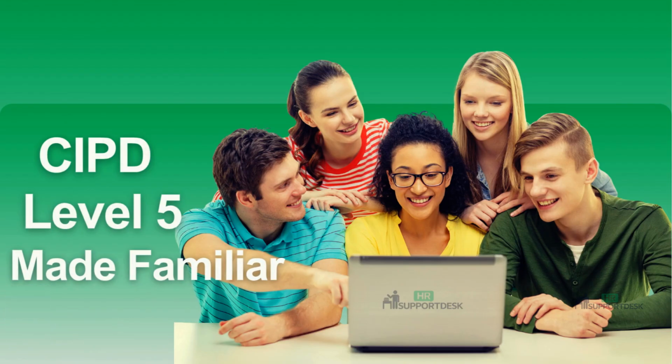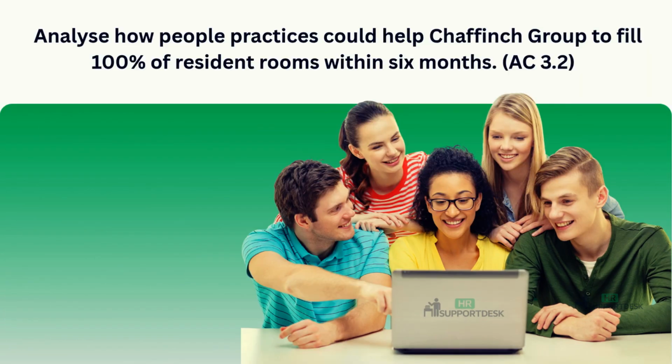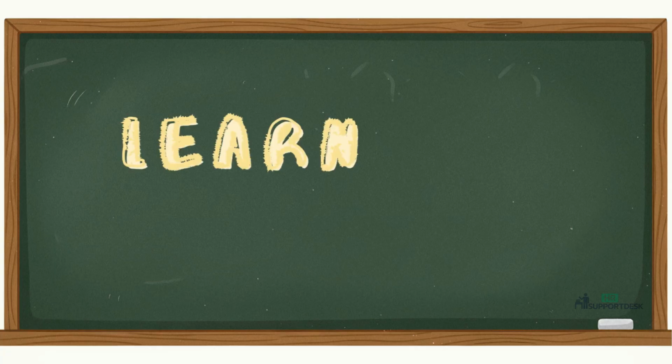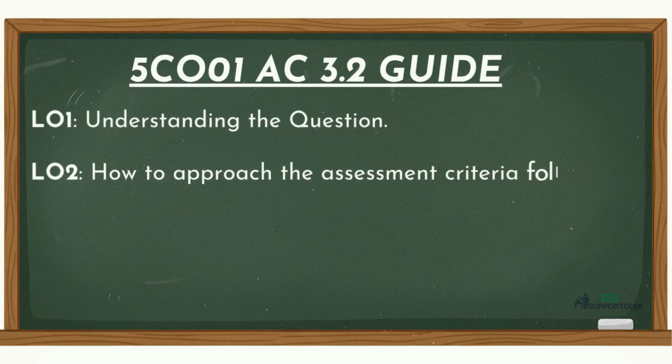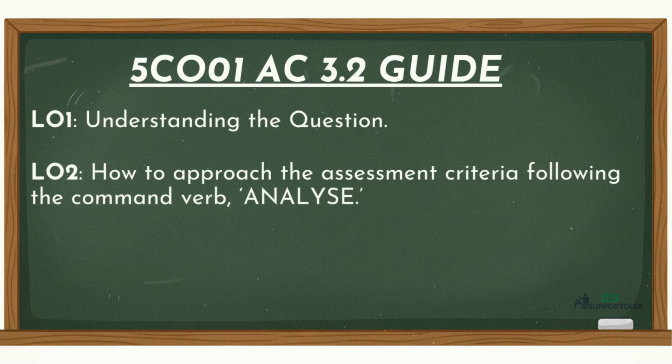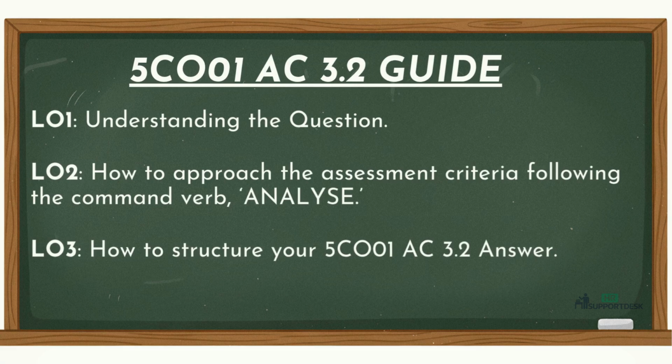In this video, we shall take a look at 5CO01 AC3.2, where you have been asked to analyze how people practices could help Chaffinch Group to fill 100% of resident rooms within 6 months. By the end of this lesson, you will have a clear understanding of what the question is asking you to do, how to approach the assessment criteria following the command verb analyze, and finally, how to present your answer to meet all the grading criteria for this AC. With that said, let's dive in.